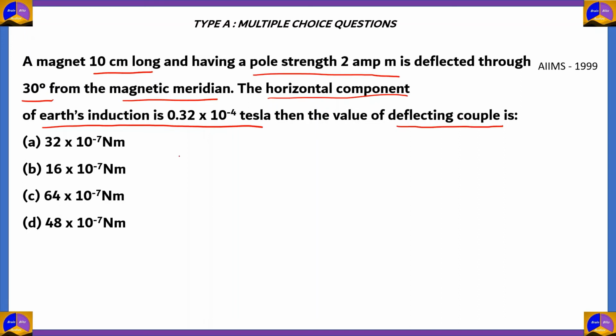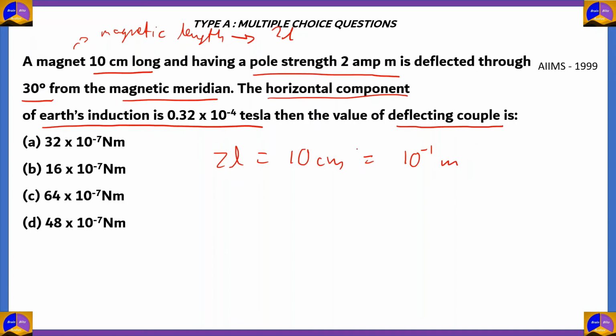So let's write down our quantities first. 10 centimeters. And when it comes to the length of a magnet, we're looking at a quantity known as magnetic length. So therefore, this is equal to 2L. So 2L is equal to 10 centimeters, which we can write as 10 raised to minus 1 meters. And next, pole strength, represented by small m, is given as 2 ampere meter.